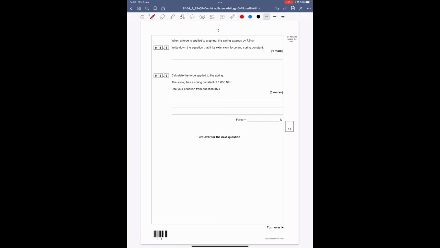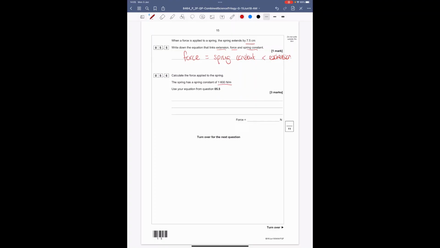Question 5.5 then. When a force is applied to a spring, the spring extends by 7.5 centimetres. Write down the equation that links extension, force and spring constant. Well, the equation you should know is force equals spring constant times by extension. Calculate the force applied to the spring. The spring has a spring constant of 1,600 newtons per metre. Use the equation from above.